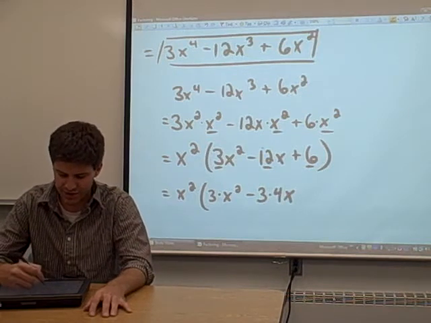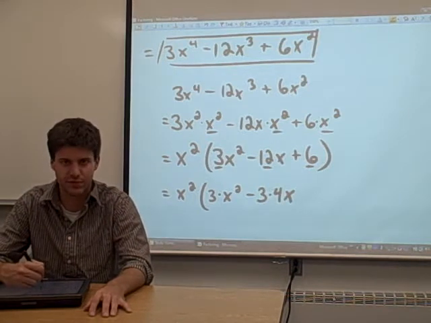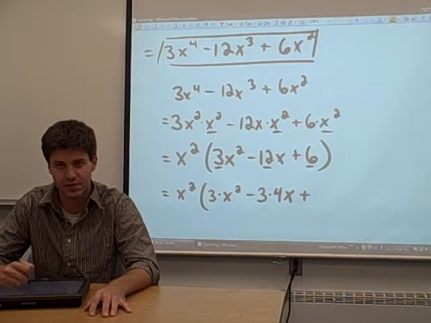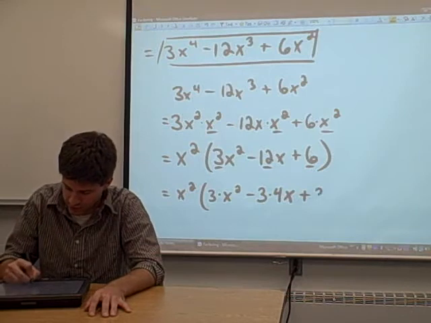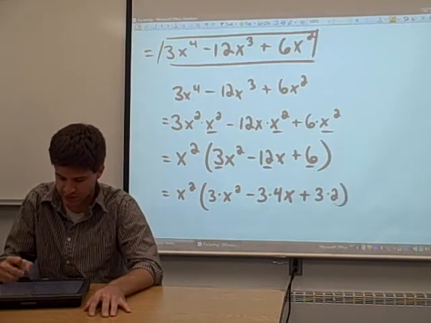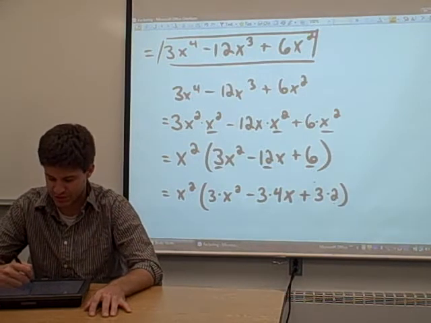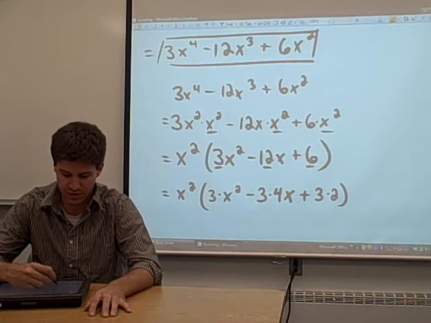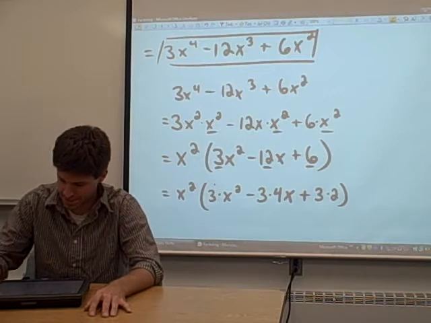You notice what I did there. I changed the 12 into a 3 times 4. We can also pull a 3 out of this last term, the 6. When we pull a 3 out of that term, we're left with the 2. So I changed the 6 into a 3 times 2. I changed the negative 12 into a negative 3 times 4. And I just rewrote the 3 basically.